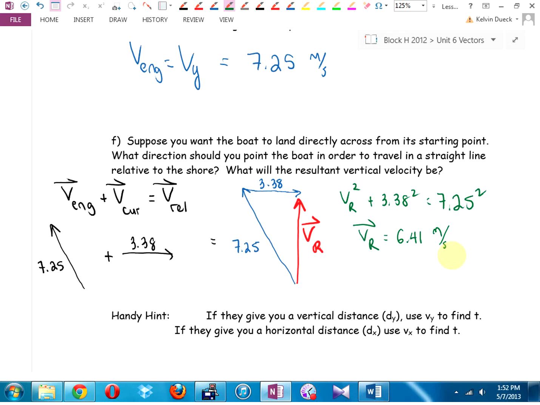In fact, since I know the distance is 256 meters, I could even find how long this will take you. I didn't ask that, but I could. But what do they want me to find? What's the first thing they wanted me to find? Second sentence, second word. Direction. Relative to what? No, relative to the shore. Here's the shore. This is the angle that they want me to find. Problem. That angle ain't in my triangle.